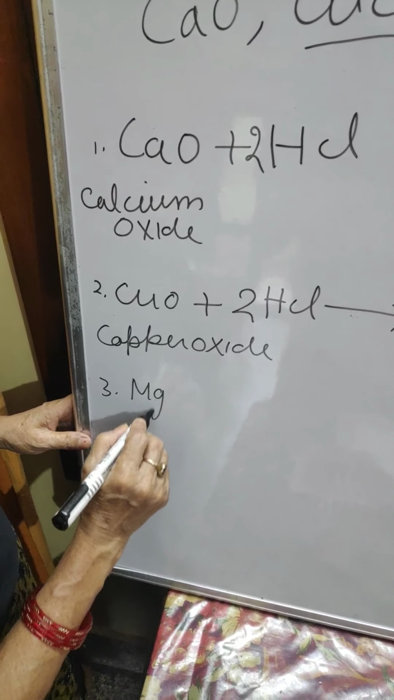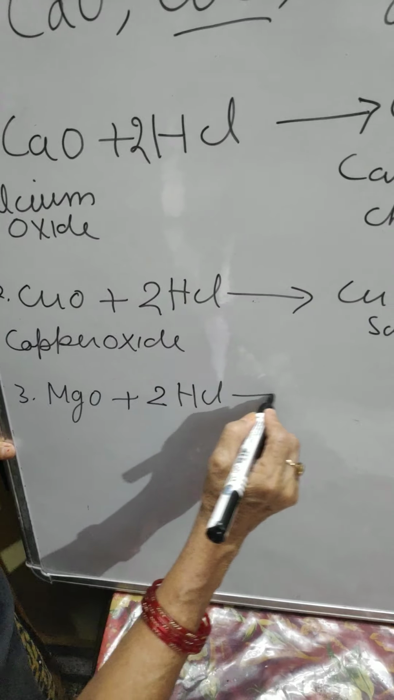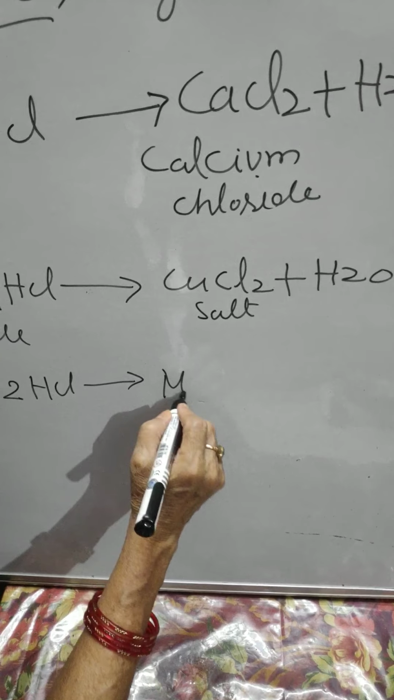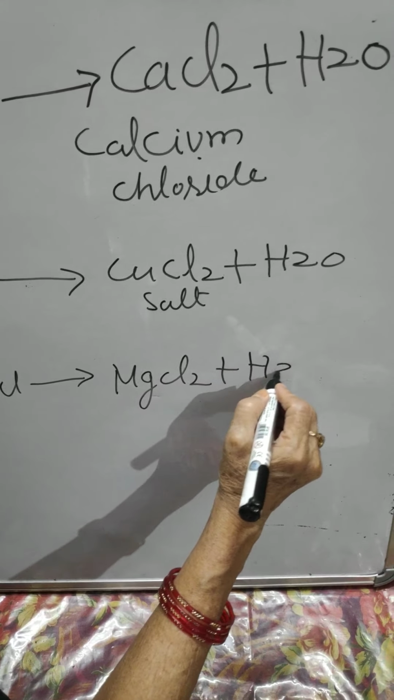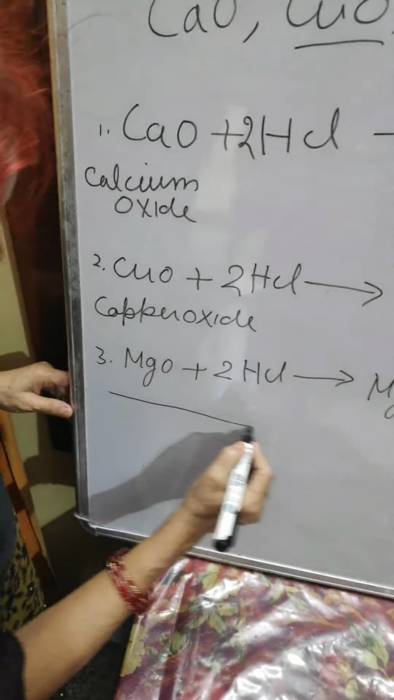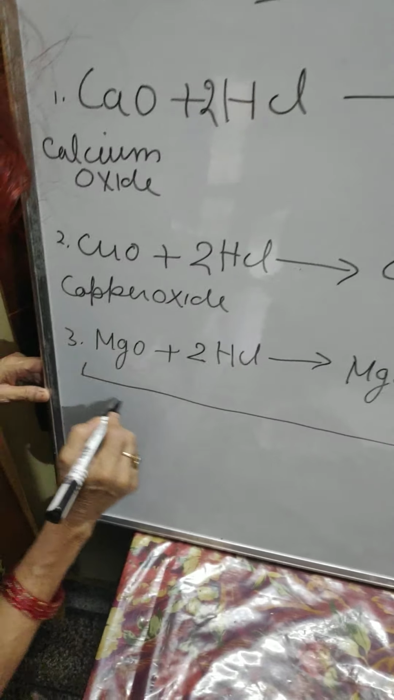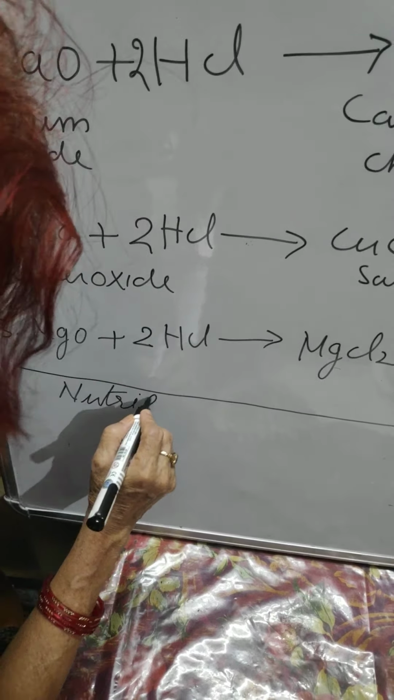When the magnesium oxide reacts with hydrochloric acid, it will form magnesium chloride and water, and this whole reaction is also known as neutralization reaction. Why is it called neutralization reaction?